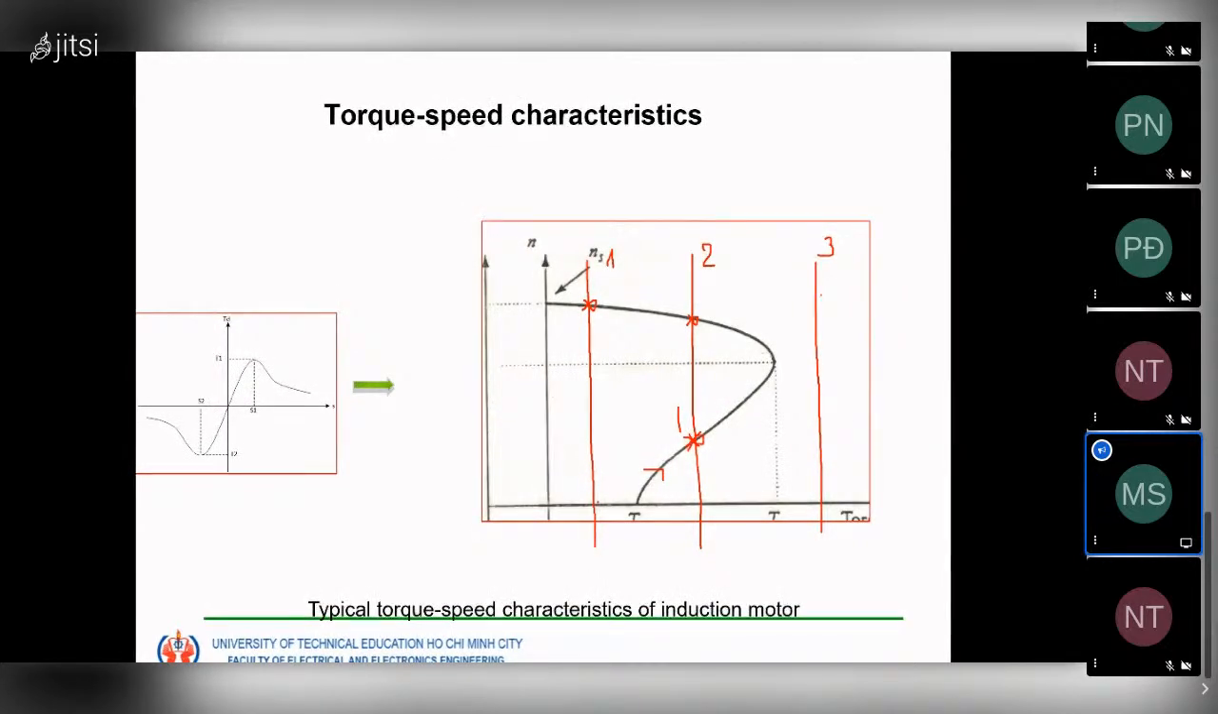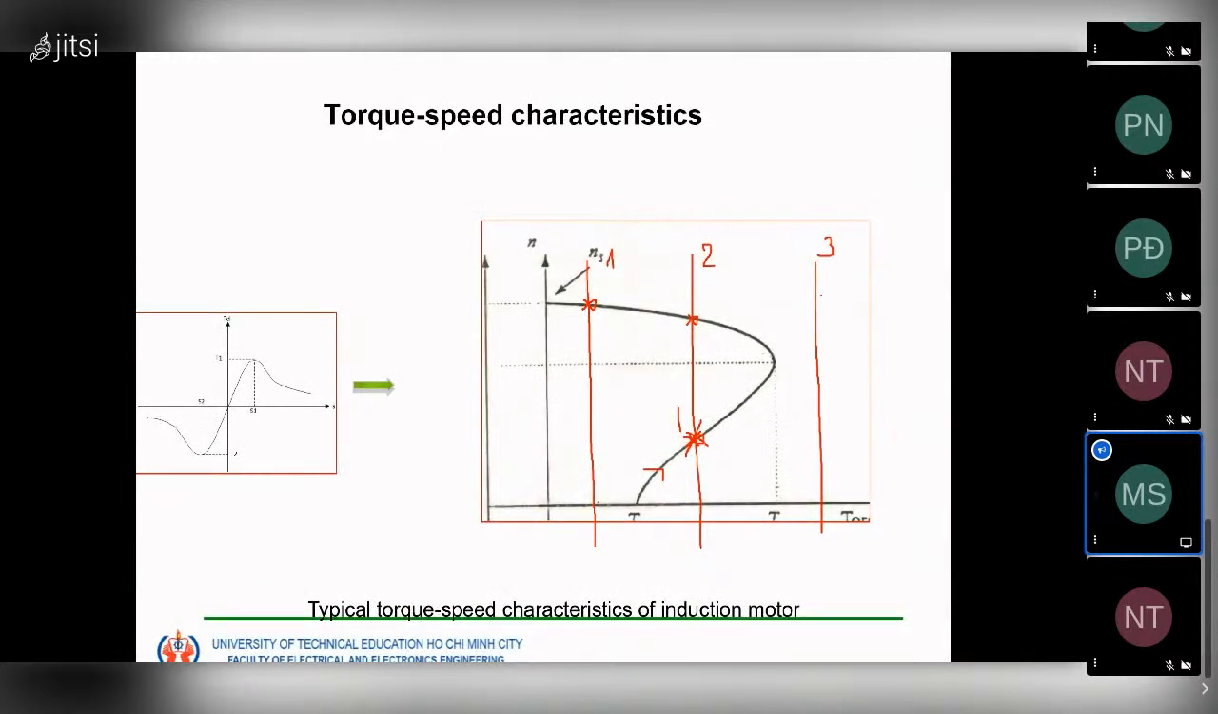At the first cross-section point, is the AC motor stable or not? Unstable. Unstable, very good, unstable. According to the first chapter, do you remember?